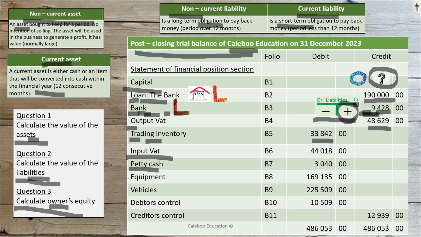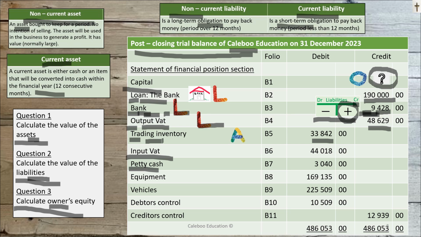9,428. Calibre Education has an overdraft facility with the bank, and they have spent more than what they had in their bank account, and now they are obliged to pay back the bank the amount of the overdraft plus interest. Output VAT, if you do VAT in your country, it's an amount of money that needs to be paid to the revenue services. It's a liability. It's owed to the revenue services.